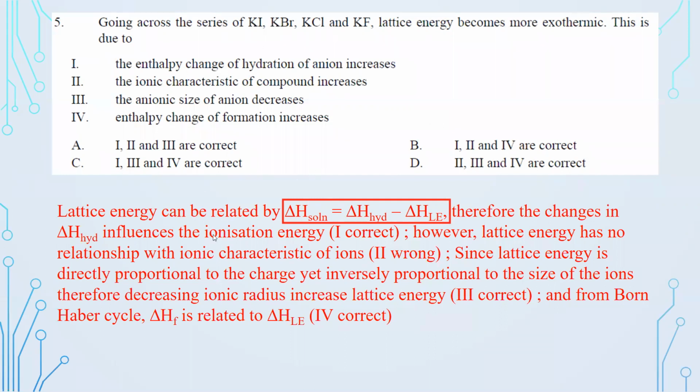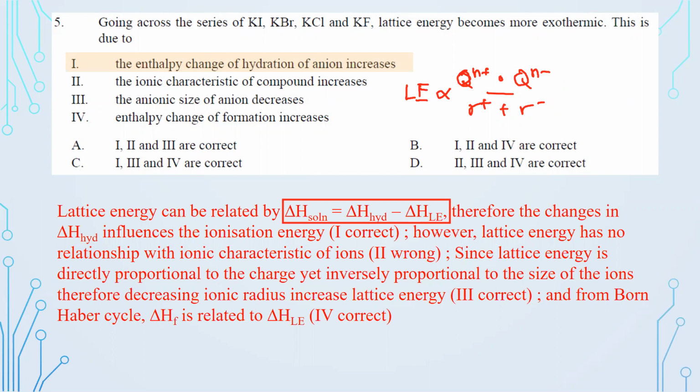Not ionization, the lattice energy. I is a typing error. Sorry for that. Okay, then number 2, ionic character of the compound increases. So the lattice energy has no relationship with the ionic character or whatsoever. Lattice energy is directly proportional to the charge, yet inversely proportional to the total ionic radius. Some of them, even though you have a high charge and small ionic radius, doesn't mean that it has a high ionic character. No. So number 2 is wrong.